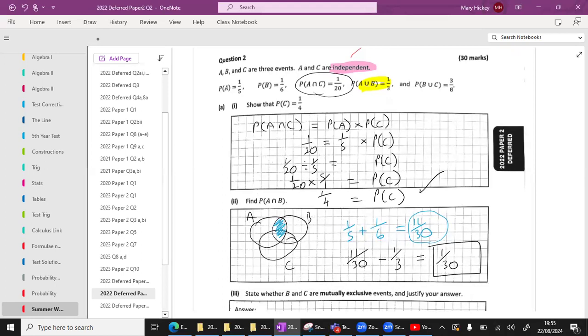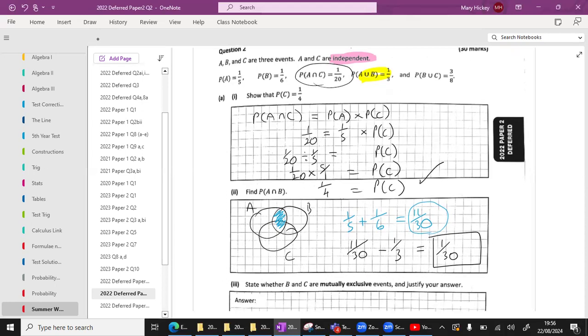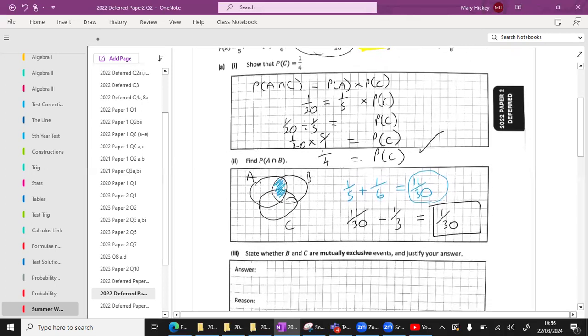I'll just say that one more time. I added the probability of A and the probability of B, but in doing so, I counted the blue section twice. Because I know what the actual union is in the yellow highlighter, I take what I got and minus away the actual union. The 11/30 is bigger because I've counted the blue bit twice. So by subtracting what it actually is, I'm getting the intersection, the bit that I've counted twice. So the probability of A intersection B is 1/30.